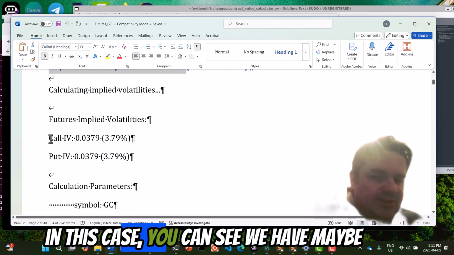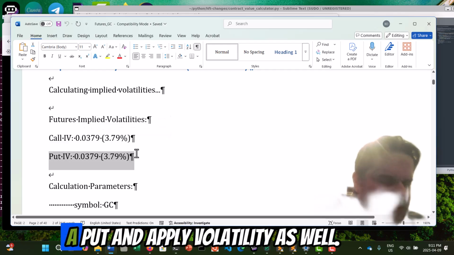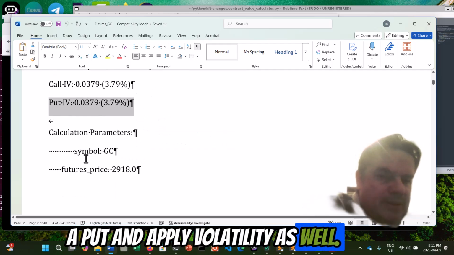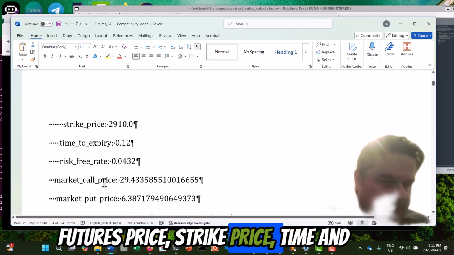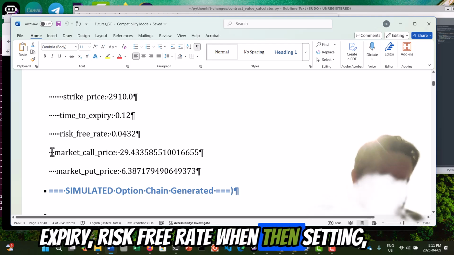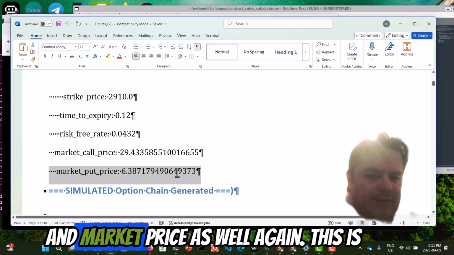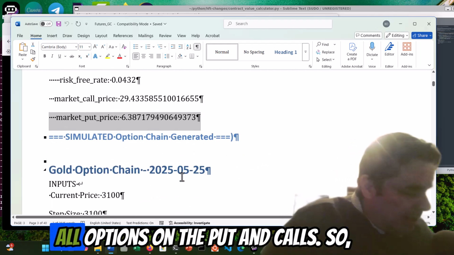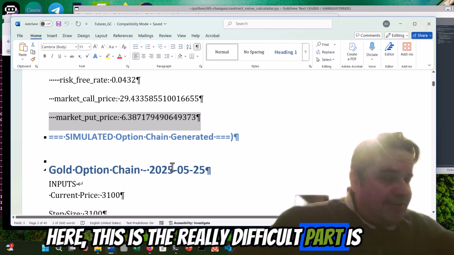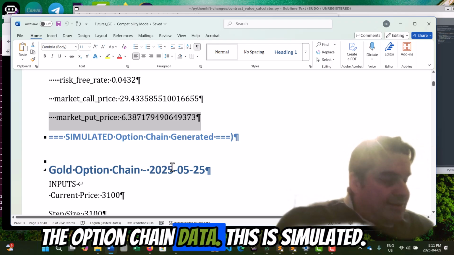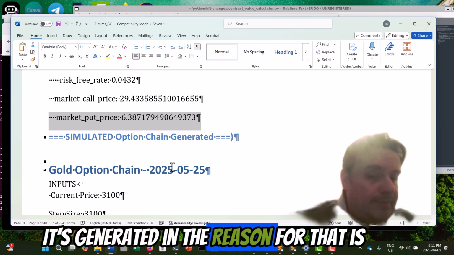So in this case, you can see we have maybe a call implied volatility. We can use put implied volatility as well, calculating various symbols again, futures price, strike price, time to expiry, risk-free rate, and then setting potentially market call price and market put price as well. Again, this is all options on the puts and calls. So here, this is the really difficult part: the option chain data. This is simulated. It's generated.